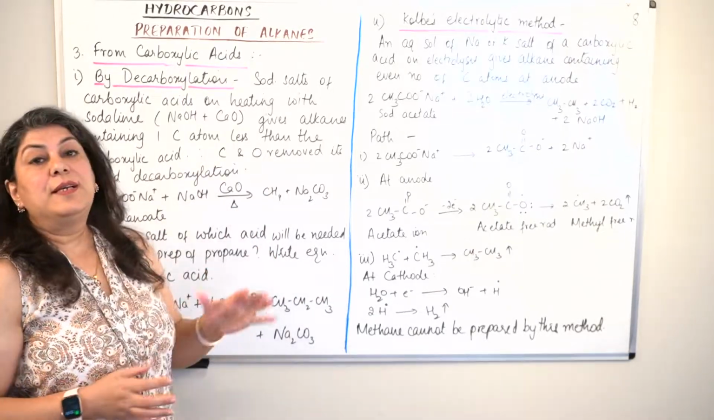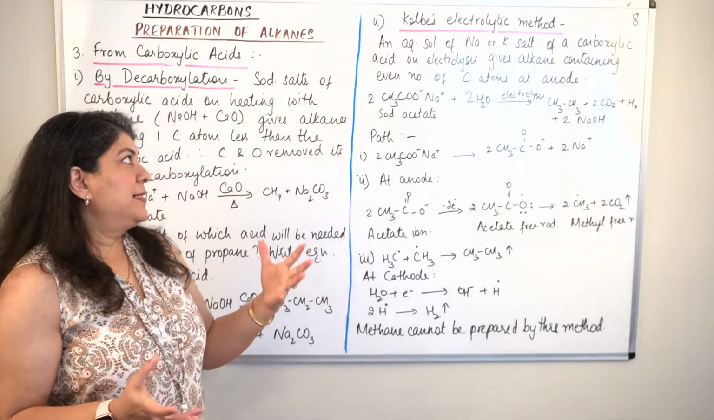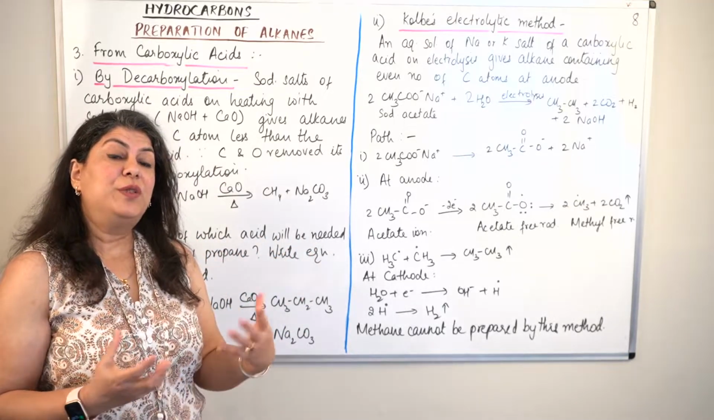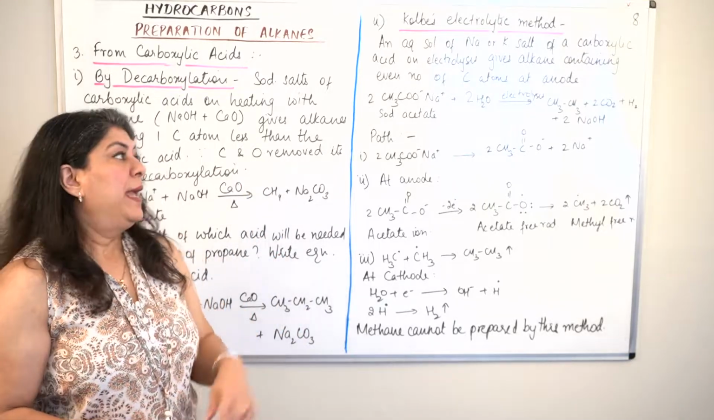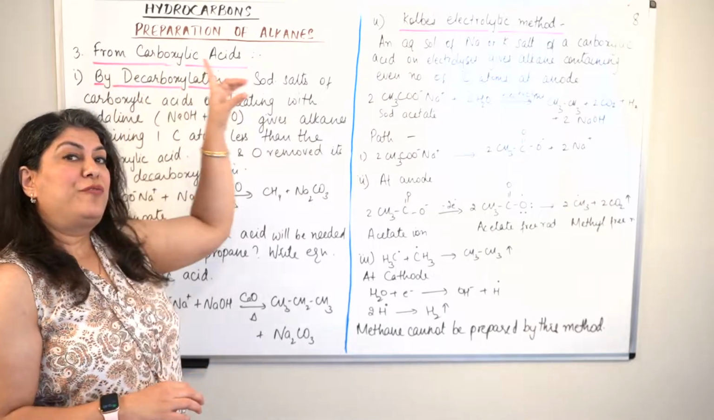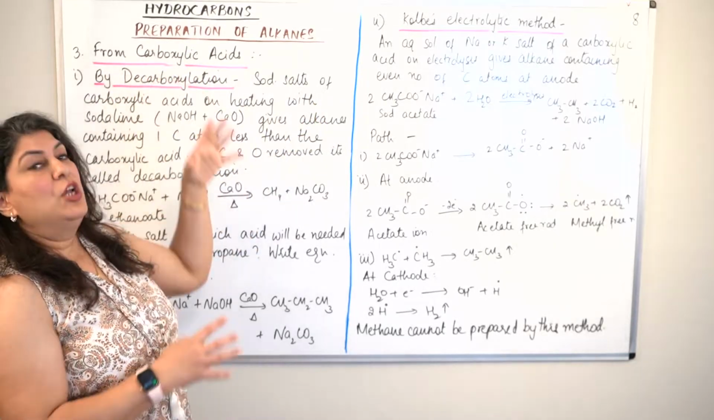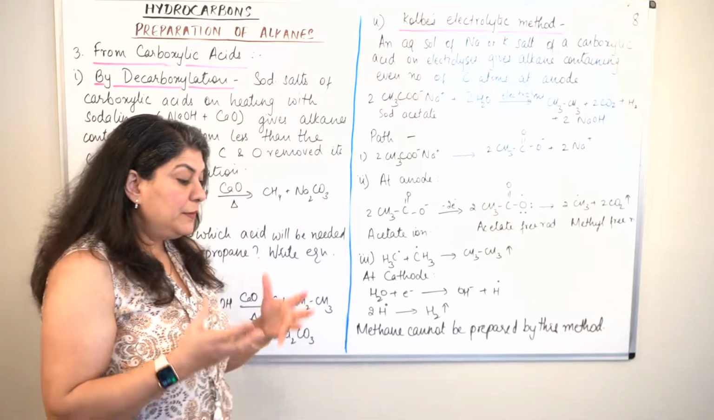The second method is known as the Kolbe's electrolytic method. As the name suggests, we carry out this reaction with the help of electrolysis, or by passing electric current. It is a method of preparation of alkane from carboxylic acids. So we'll again be starting with carboxylic acids.